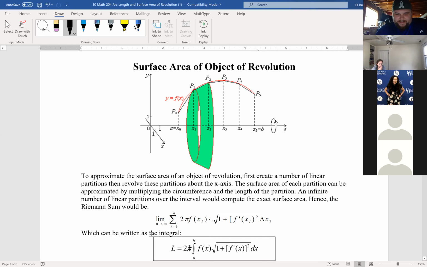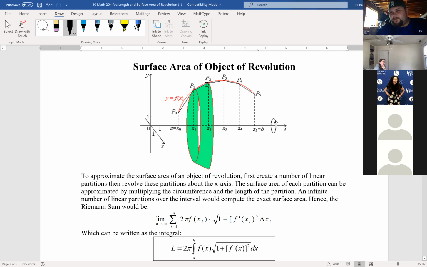So notice in this equation, we've got 2 pi f of x. That's in the place that we would normally put radius. And that's because the height of the function is the radius, and that changes depending on where you are. And when we did cylindrical shells, this distance was considered rather thin. Well, in this case, the thickness of the shell is still thin. That's dx.